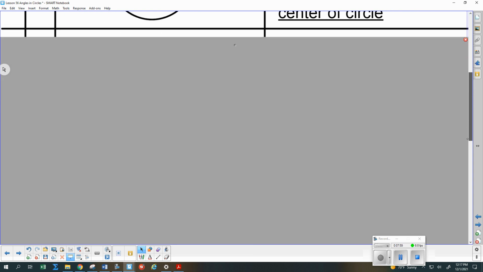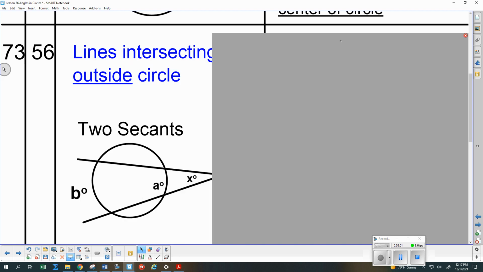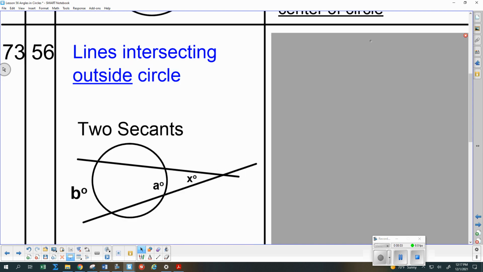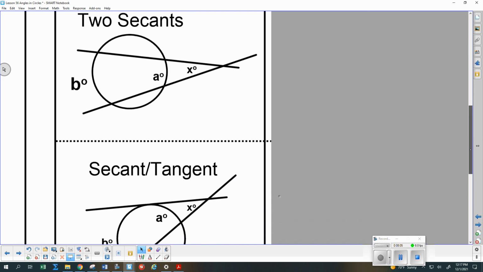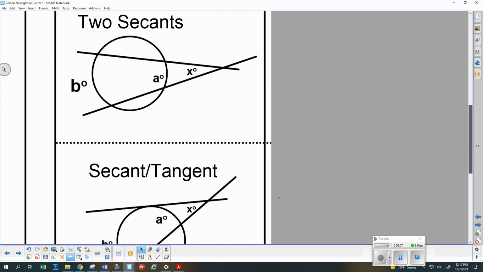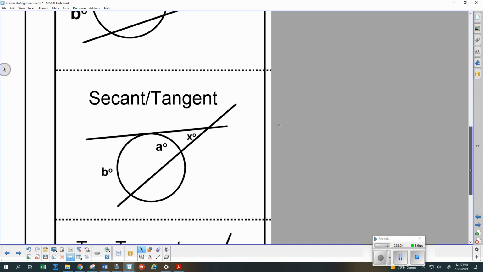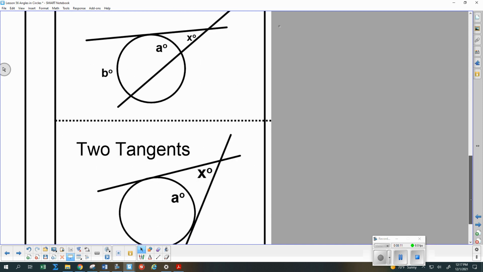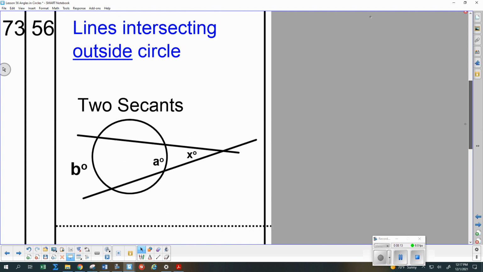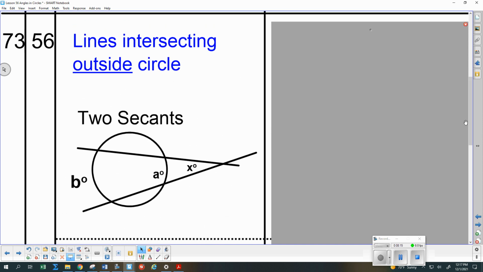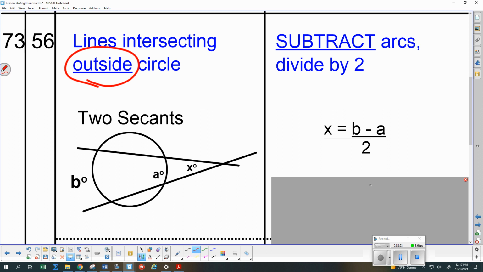Okay, so then we've got 3 other possible pictures here. Where do those lines cross? What about this one? The good news is if the lines cross outside the circle, it doesn't matter which of those 3 pictures, the formula is going to be the same. It's a little bit different than if they cross inside the circle.